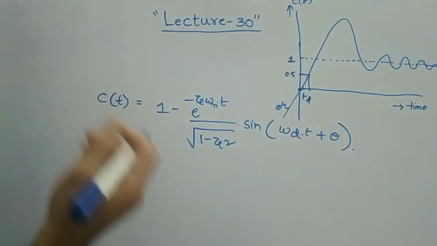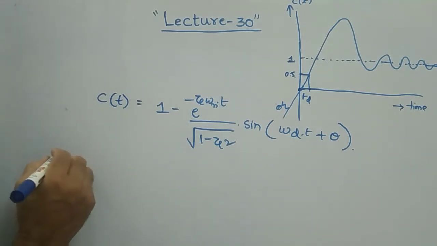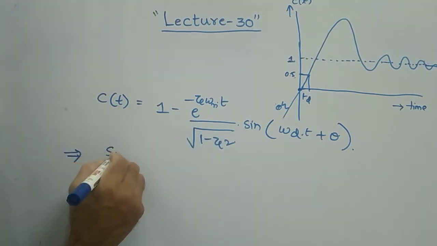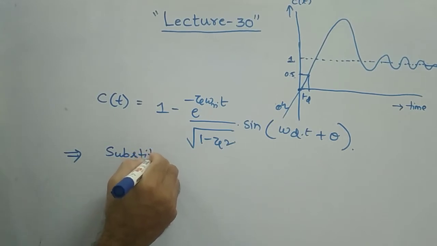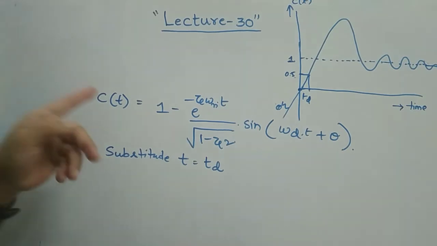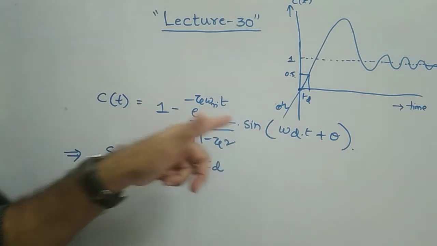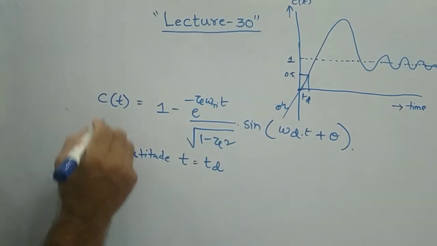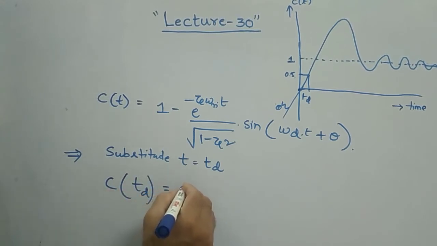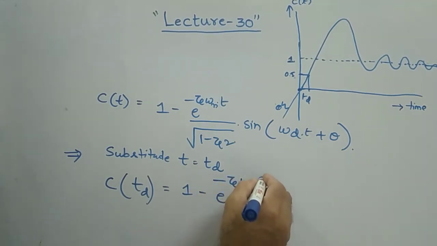Now, I am going to explain how to derive the expression for delay time. Wherever t is there, substitute t is equal to t suffix d, because your time is now considered as delay time. Therefore, wherever t is there in the expression, you substitute td. Then your expression becomes C of td, which is equal to 1 minus e power minus zeta times omega n into t suffix d.